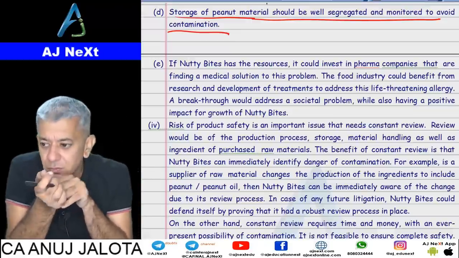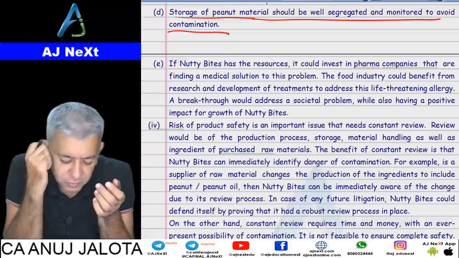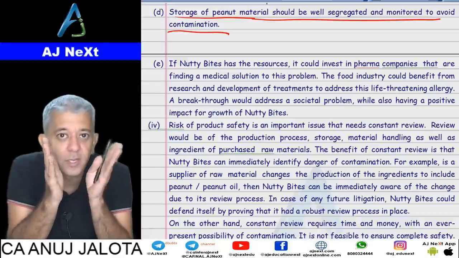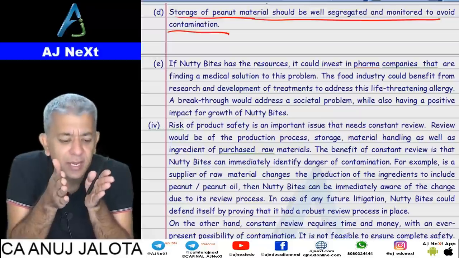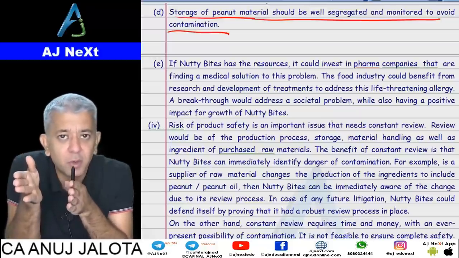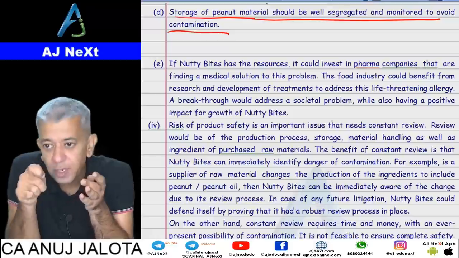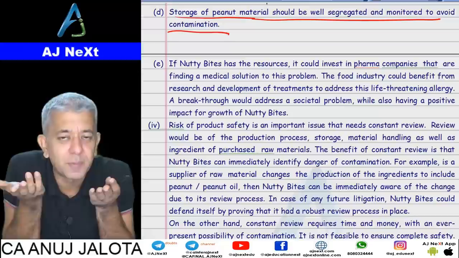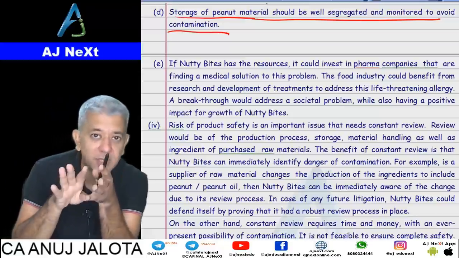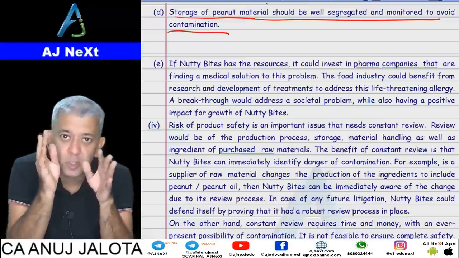Sometimes it might happen because they are in a food business. If there is a product which has peanut and a product which does not have peanut, we might end up using the same spoon for both of them, say for tasting and so on. That again might lead to cross contamination. So therefore the storage should also be separate.